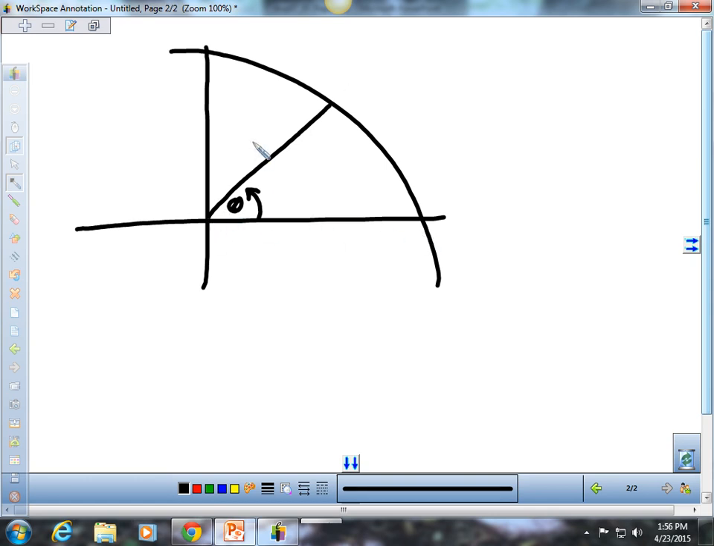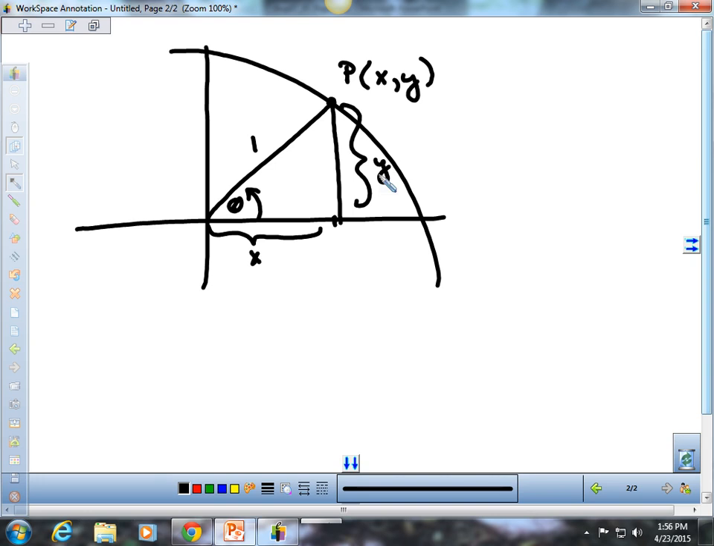So the distance from here to here is 1. The distance from here to here is 1. Any radii on there is 1. And this is some point P up here. And I know that this is the point (x, y) because I have to go over x units and then up y units. So that up there is the point (x, y). Okay, the rectangular coordinate (x, y).